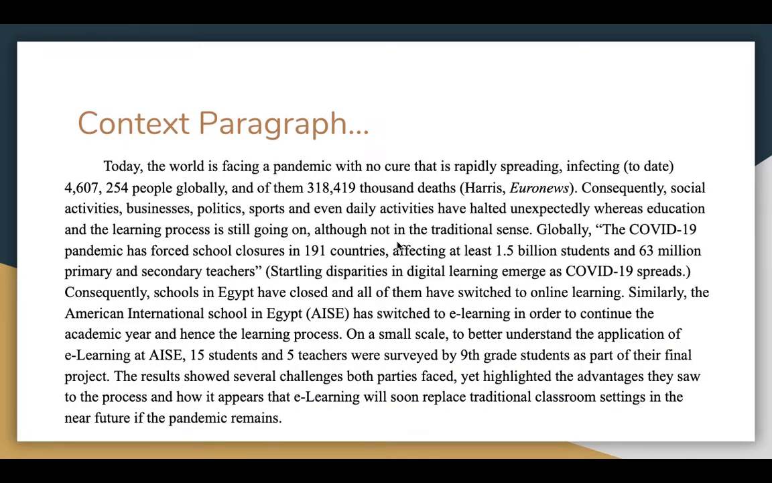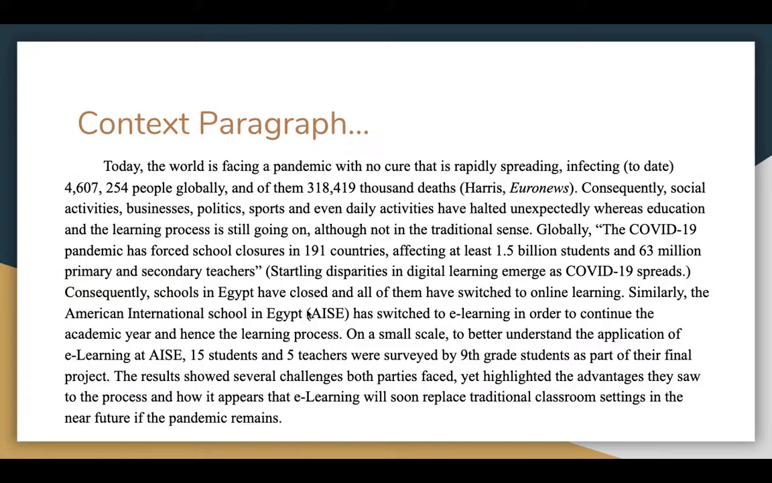Today, the world is facing a pandemic with no cure that is rapidly spreading and infecting 4,607,254 people globally, and of them 318,419 deaths. He's cited that. Consequently, social activities, business, politics, sports, and even daily activities have been halted unexpectedly, whereas education and the learning process is still going on, although not in the traditional sense. Globally, the COVID-19 pandemic has forced school closures in 191 countries, affecting at least 1.5 billion students and 63 million primary and secondary teachers. Again, cited all of this.